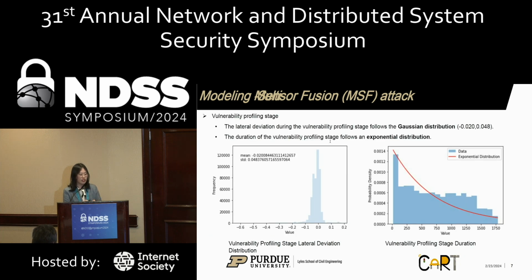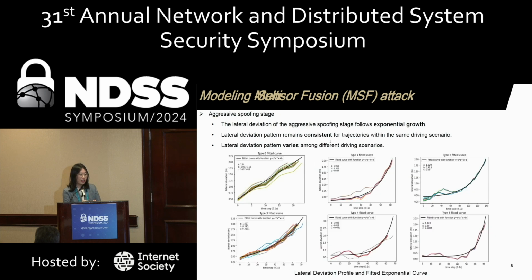We model the vulnerability profiling stage according to its lateral deviation magnitude and the duration of the vulnerability profiling stage, as shown in the figure here. And for the aggressive spoofing stage, we use a family of exponential functions to fit the lateral deviation patterns. The lateral deviation patterns remain consistent for the trajectories within the same driving scenario, but may differ among different driving scenarios. So in total, we use 6 different exponential functions to fit these curves.